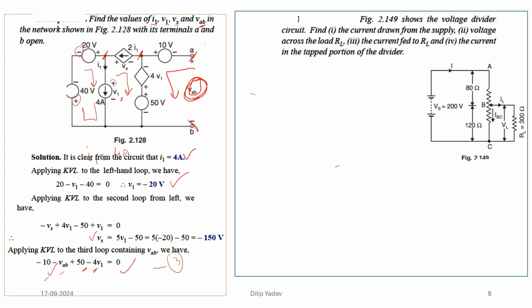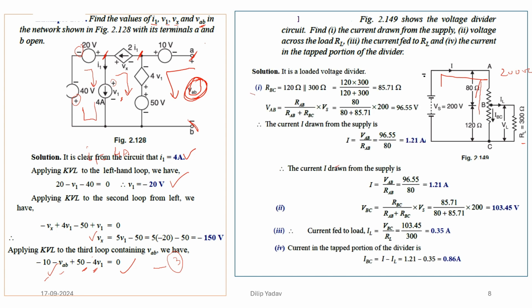So in this we can see Vs, and we have this loop with us, which is giving this 80 and this 120, that means a total of 200 ohm is there. We have said RL is equal to 3, and we need to find the value. So how are we going to solve this? It is a loaded voltage divider, where RBC is divided into 120 and 30.